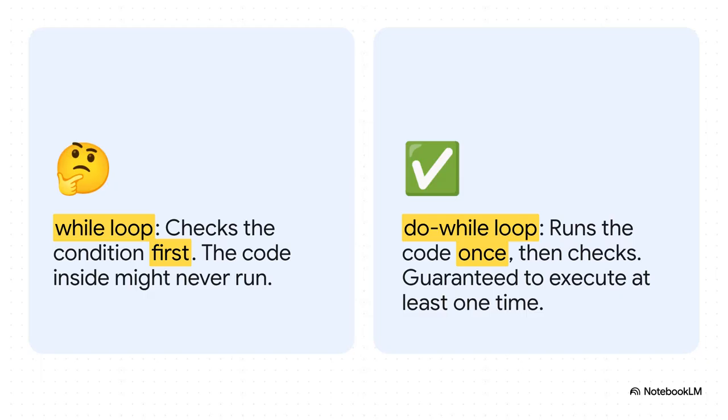Now, when your loop is based on some kind of condition, you've got two basic flavors. First up is the while loop. Think of it as the cautious one. It checks the condition before it does anything. If that condition isn't true to begin with, the loop's code won't even run once. Then you have the do-while loop. This one's a bit more act first, ask questions later. It runs the code inside it at least once, and then it checks the condition to see if it should go again. So you're always guaranteed at least one run.